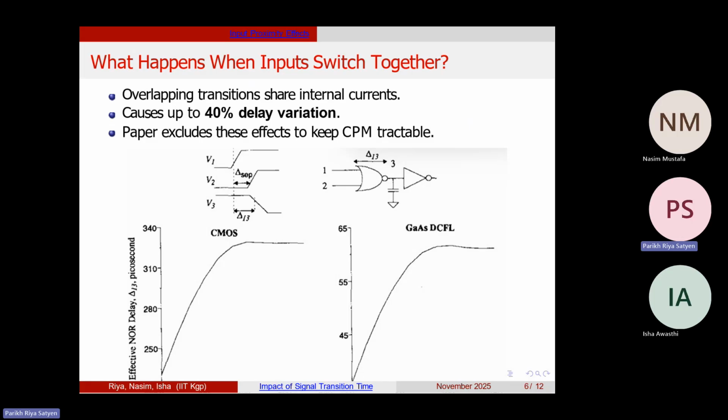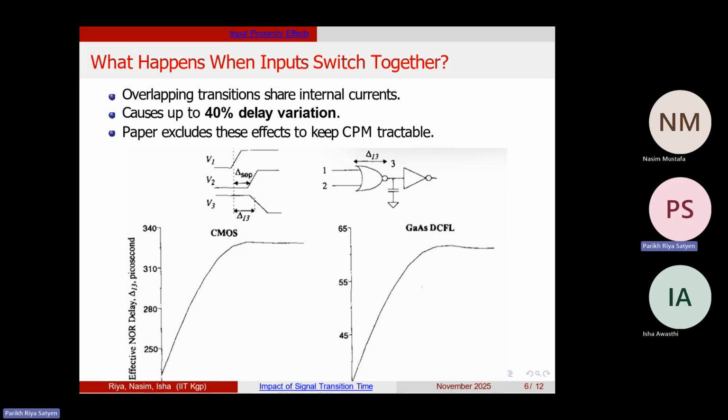So in this slide now we will talk about input proximity effects. For the input proximity effect, consider a multi-input gate like a NOR gate, where two inputs are switching at almost the same time. In that situation, the internal devices of the gate share currents in a more complex way.